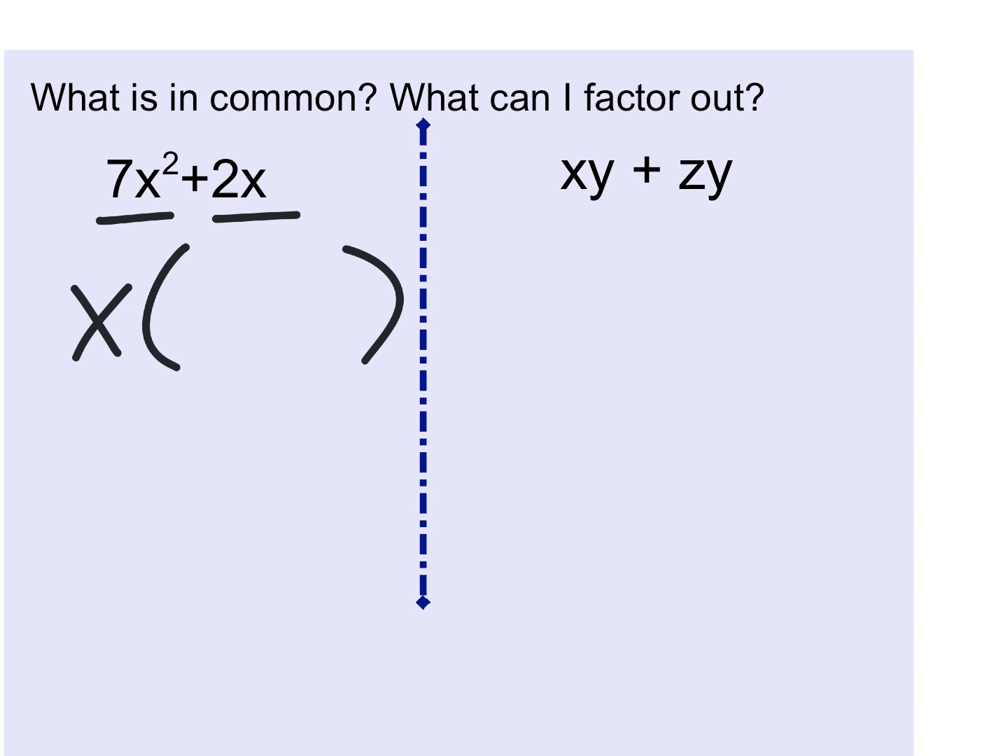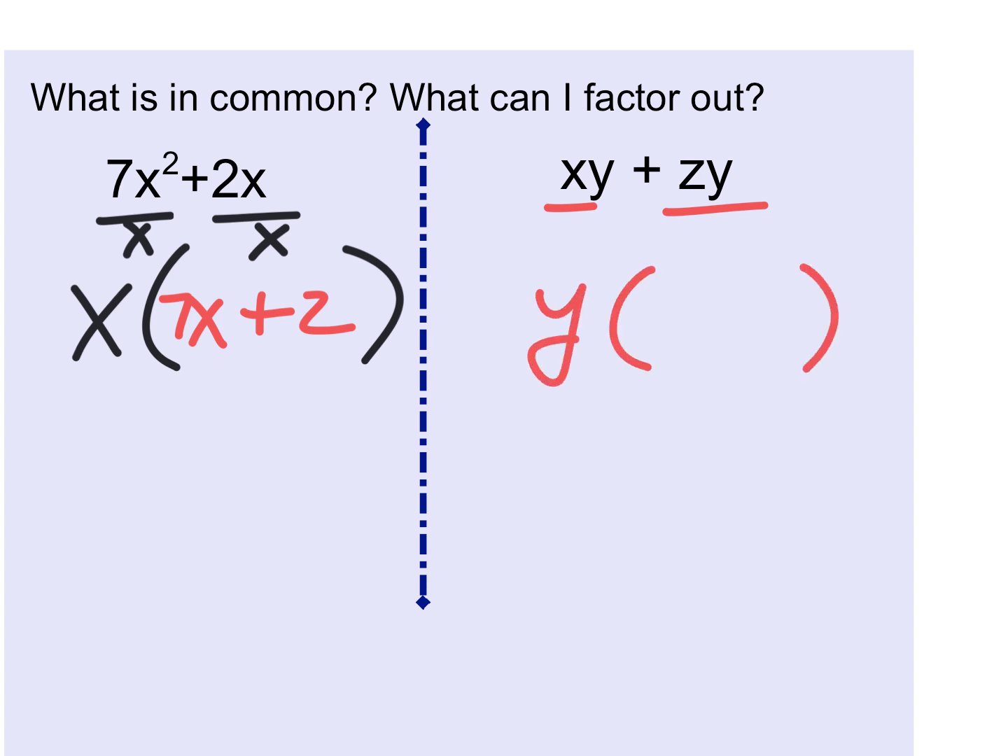Got this. All right, Christian, what happens when I divide them both by x, and what do I put inside? X parentheses 7x plus 2. 7x plus 2 is correct. Raise your hand if you had that one right. Cool. This one, both of them have an x in them. Oh, wait a minute, they don't. Both of them have a y in them. And therefore, if I divide by y, I can see I have x plus z.